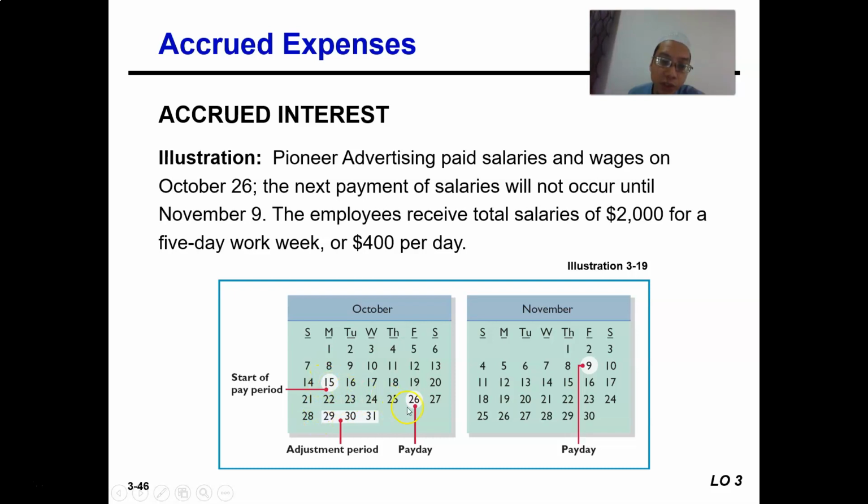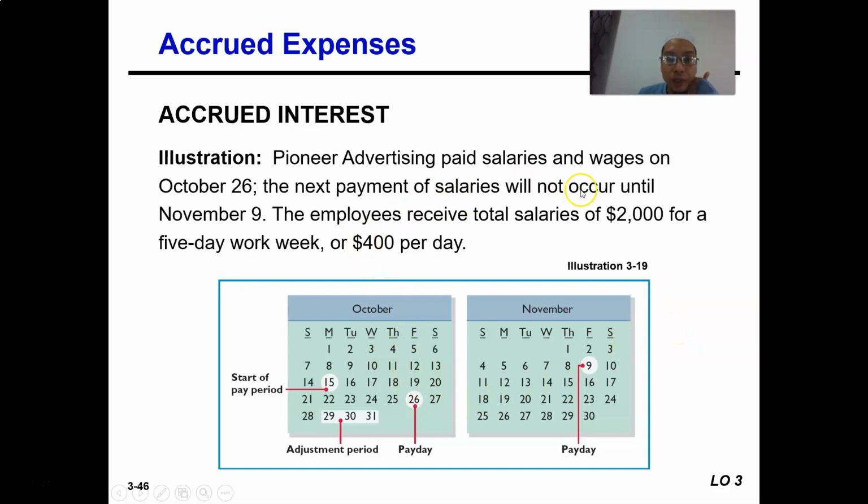From 15 to 26, no problem, because Pioneer has already paid on 26, which may not have been said here, but that is what is illustrated in this calendar. From 15 until 26 October has been done and has been paid, because it shows here that payday is 26. But next payday is 9th of November. Therefore, 3 days of work in October have not been recognized, so there needs to be an adjustment for that.